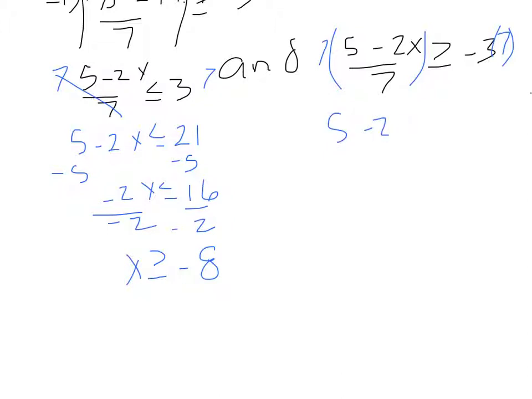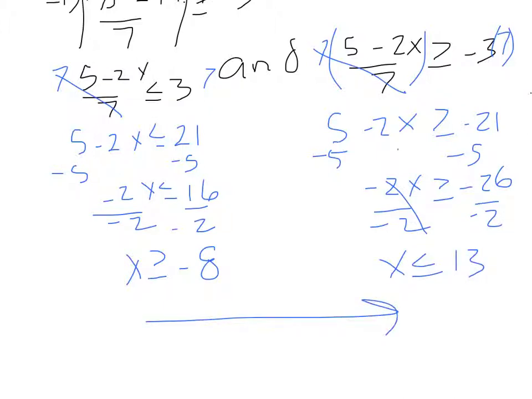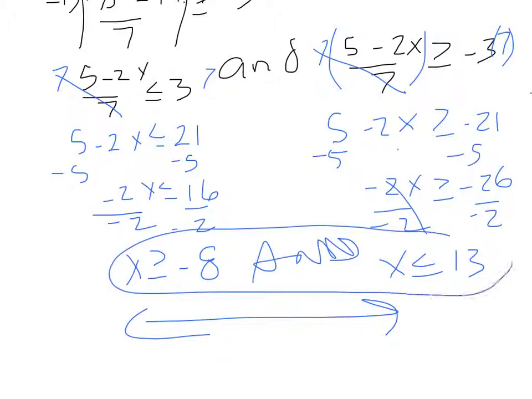Here, multiply both sides by 7. So we get 5 minus 2x over nothing, because the 7 is canceled, is greater than or equal to negative 21. Now we need to get rid of the 5, so subtract the 5. Negative 2x is greater than or equal to negative 26. Divide by negative 2. We're dividing by a negative, so we flip the sign, and we get x is less than or equal to 13. So here, this is an "and" problem, so that's a perfectly valid solution.